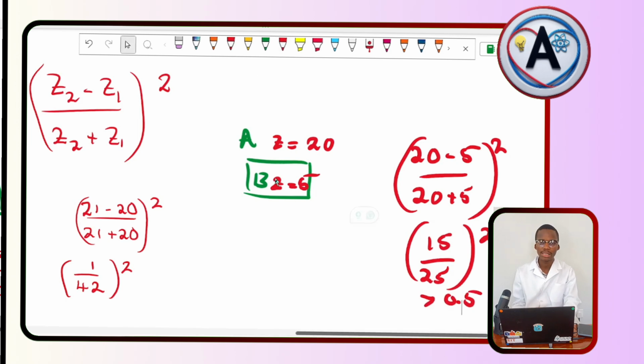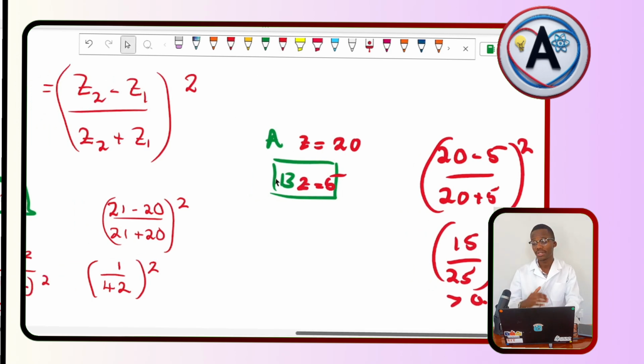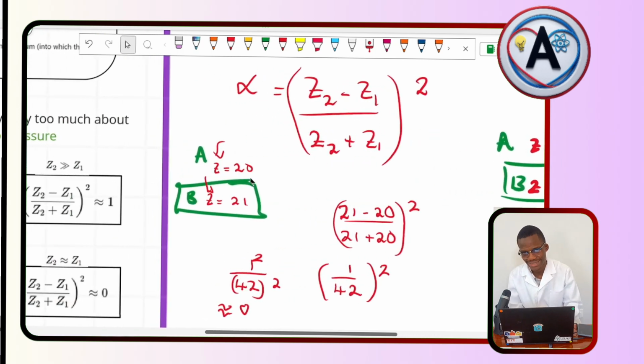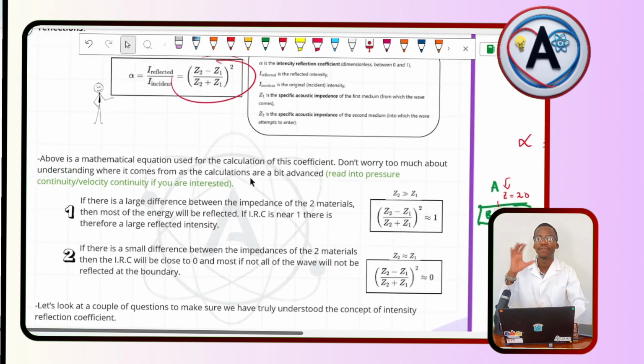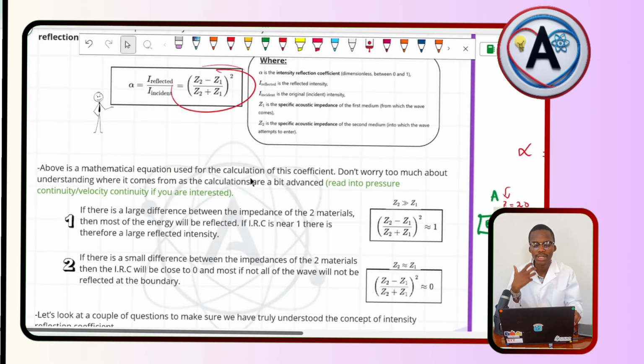So that's what I'm saying. If there's a large difference between the acoustic impedances, most of the wave will be reflected. If there's a very low difference between the acoustic impedances, most of the waves will be transmitted. So this is what we mean by intensity reflection coefficient. In the next video, we're going to look at a couple of examples underneath this concept.